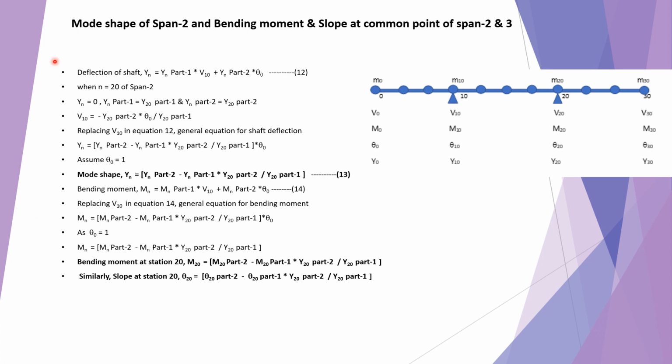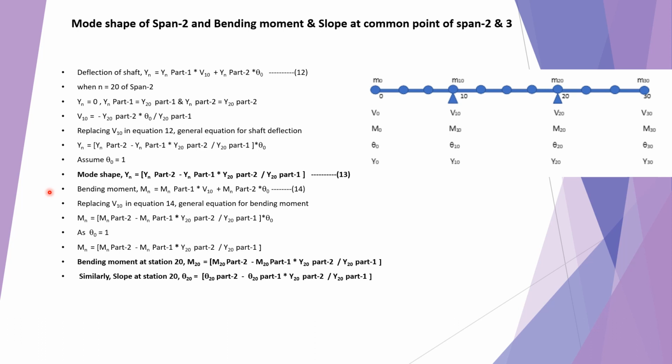Now the mode shape of span number 2 and the bending moment and slope at the common point of span 2 and 3. Deflection of shaft, yn is equal to yn part 1 into v10 plus yn part 2 into theta 0, equation number 12. When n is 20 of span 2, yn is 0, yn part 1 is equal to y20 part 1 and yn part 2 is equal to y20 part 2. So v10 is equal to minus y20 part 2 into theta 0 upon y20 part 1. Replacing v10 in equation number 12, the general equation of deflection of shaft, yn is equal to [yn part 2 minus yn part 1 into y20 part 2 upon y20 part 1] into theta 0. So theta 0 is 1. Assume the mode shape yn is equal to yn part 2 minus yn part 1 into y20 part 2 upon y20 part 1.